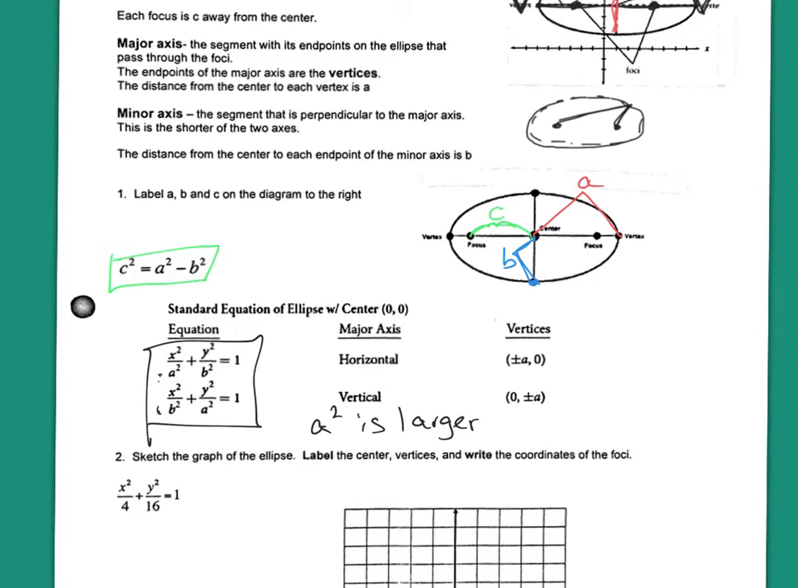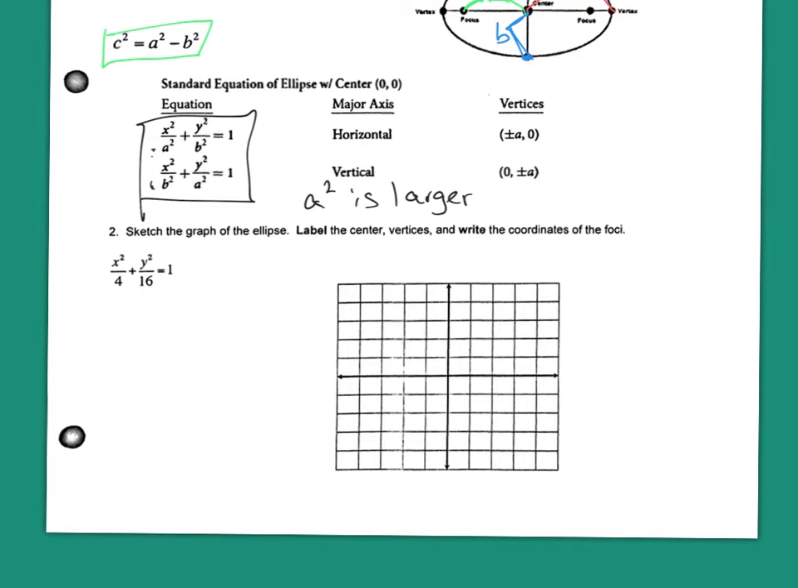I'm just going to jump into this graph because this is really pretty easy to do. So across the top, just like a circle, that controls your center. We don't have any numbers, so the center here is at 0, 0. From the center, you count all the things. So A squared is the bigger one. A squared equals 16, which means A is plus or minus 4.